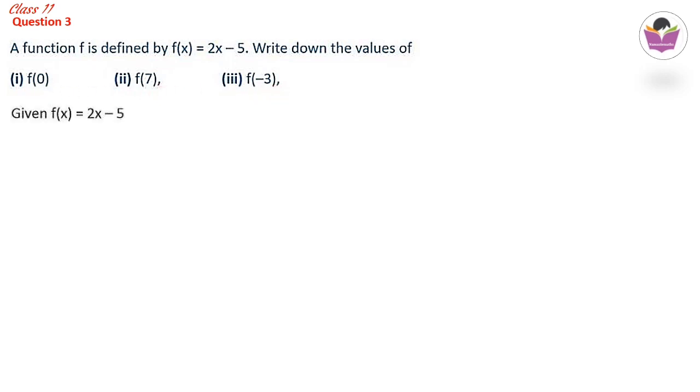First of all, f of x is given to us. Let's write f of x is equal to 2x minus 5. Then putting the value of x in f of x. So the first one is f of 0. F of 0 means here instead of x, 0 is there. That means in the function you have to remove x and substitute 0. So 2 into 0 minus 5. 2 into 0 minus 5 is 0 minus 5, that is equal to minus 5. That is the value of f of 0.